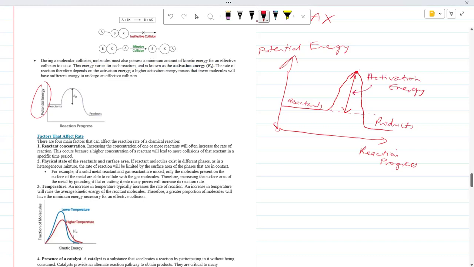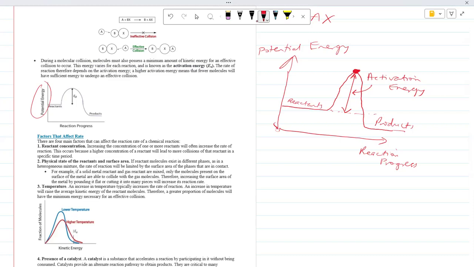Okay, so think about it like a hill. The reactants have to be pushed up the hill. So they're going to get to this level here. So once they have this minimum energy level, then the reaction can proceed freely. Now you can break down easily to form the products. Okay, you have to overcome that energy level before the reaction can proceed. That is the activation energy.